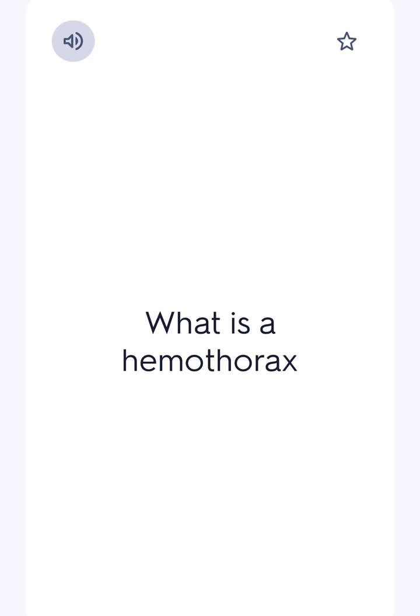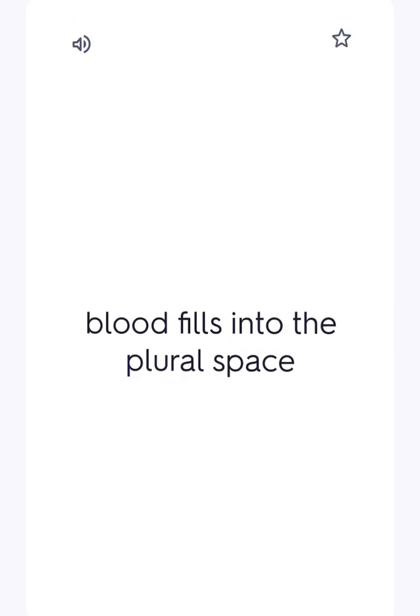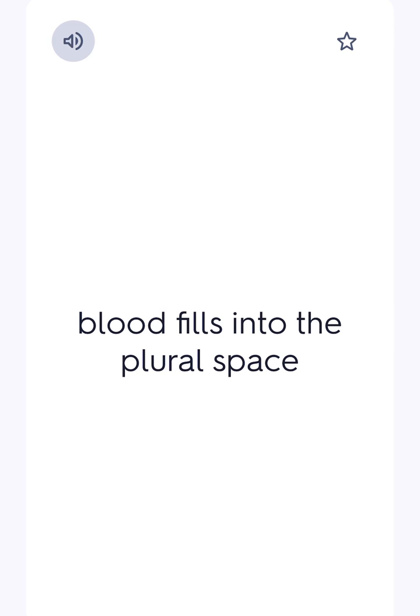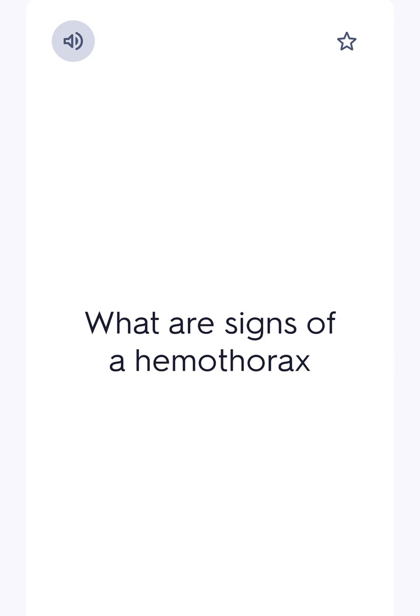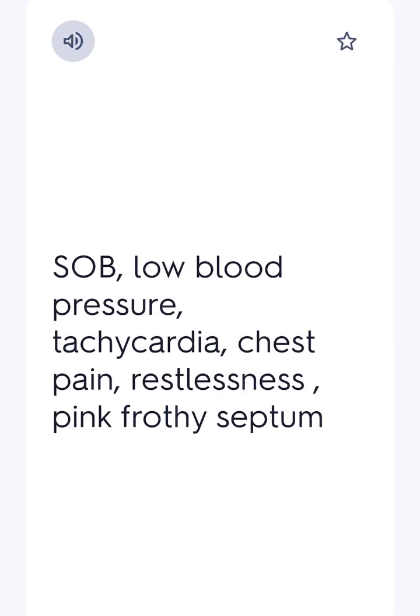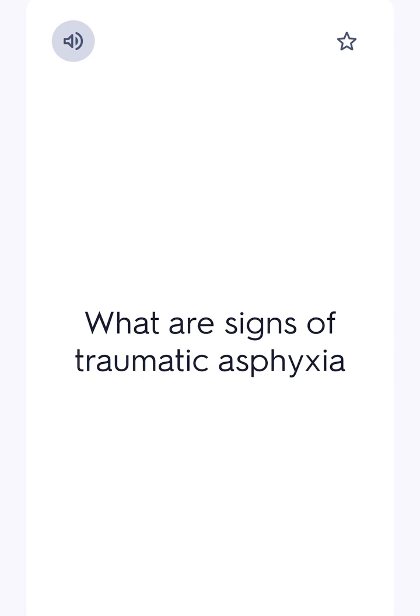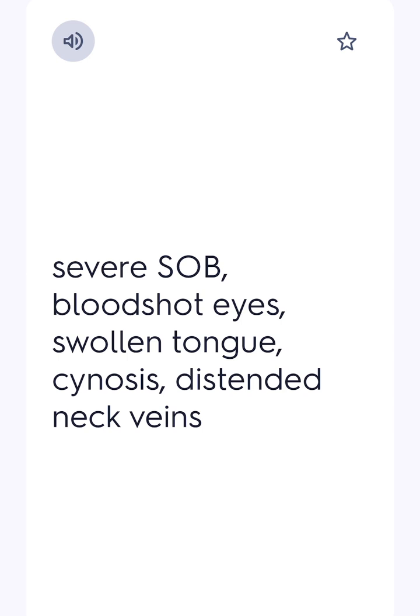What is a hemothorax? Blood fills into the pleural space. What are signs of a hemothorax? SOB, low blood pressure, tachycardia, chest pain, restlessness, pink frothy sputum. What are signs of traumatic asphyxia? Severe SOB, bloodshot eyes, swollen tongue, cyanosis, distended neck veins.